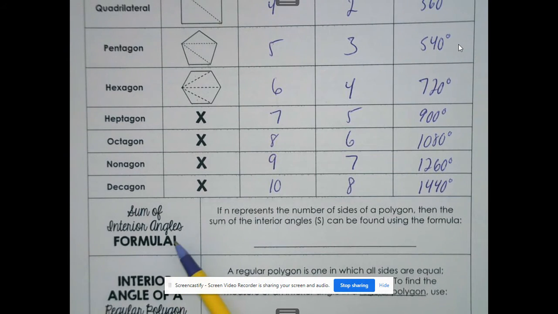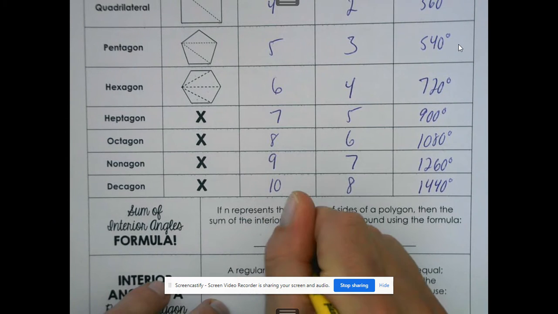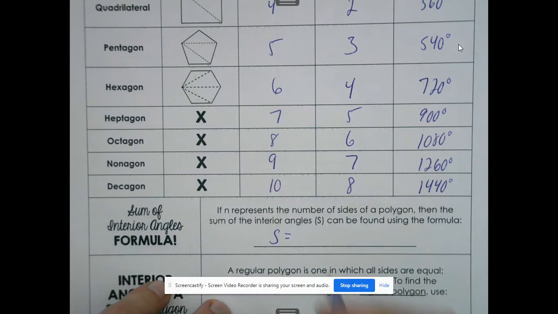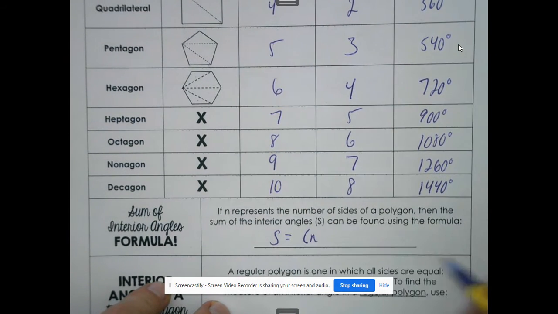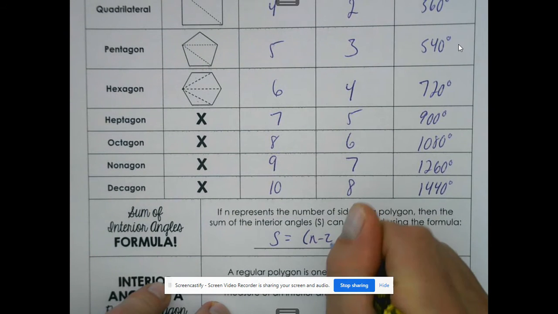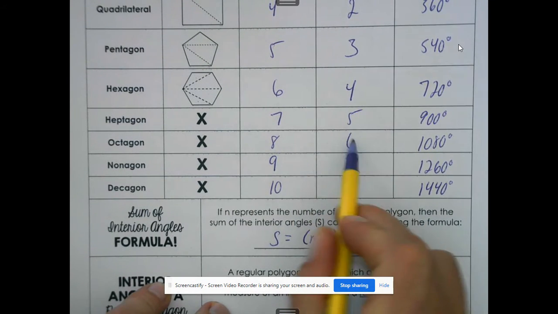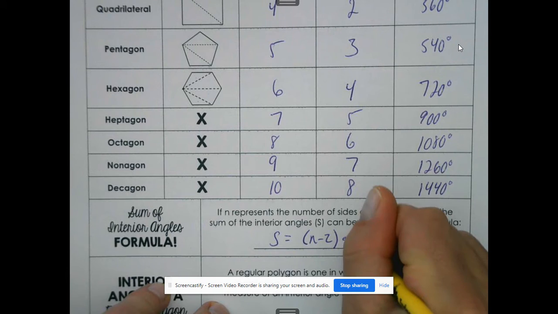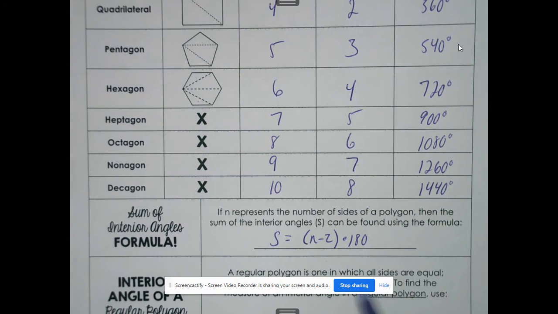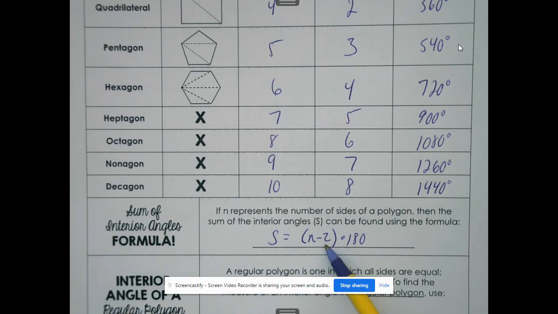So here's your formula, guys. If n represents the number of sides of a polygon, then the sum of the interior angles can be found using this formula. S stands for sum. You take number of sides, n, subtract 2, which is what we did from here to here, now those are the ones, then you multiply that by 180. So same exact thing, but now you got a quick formula to figure out the sum of the interiors of any polygon.